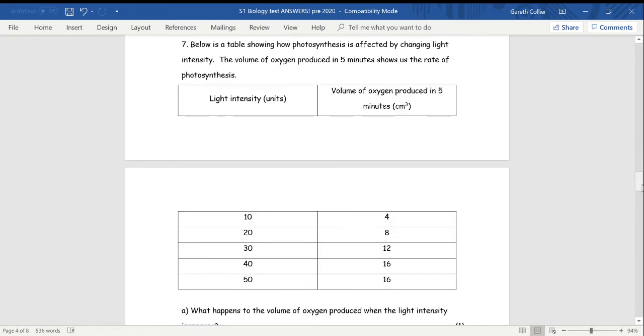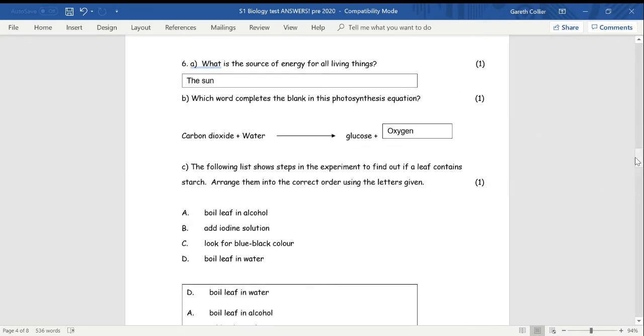Here we go, we're getting there. Below is a table showing how photosynthesis is affected by changing the light intensity. So that's the amount or the strength of the light. The volume of oxygen produced in 5 minutes shows us the rate of photosynthesis, so how quickly photosynthesis is happening. That's because, if you think about it, if you give the plant a certain amount of carbon dioxide and water and then absolutely hammer it with everything it needs, all the light it could possibly want, it'll get rid of that carbon dioxide and water really, really quick and make oxygen nice and quickly.